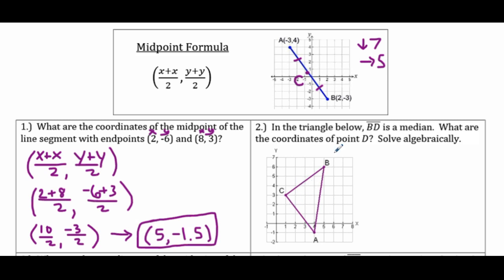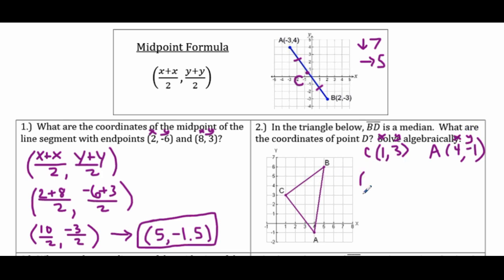Well, it says BD is the median, so the median would go from B, and then D would be the midpoint of the opposite side, somewhere around here. Well, that's going to be the midpoint of CA. So if we're using the formula, we have to write down the points for C, which is (1, 3), and A, which is (4, -1). Okay, so we're going to use the formula, but let me first label above x, y, x, y.